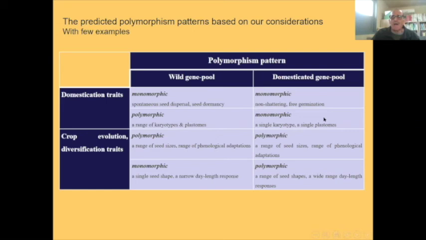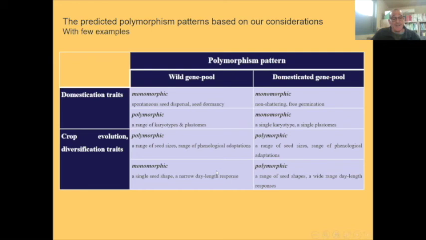Another situation is polymorphism in both gene pools. For example, a range of seed sizes here, a range of seed sizes here, a range of phenological adaptations here, a range of phenological adaptations here, like spring and winter types, also in the domesticated gene pool.